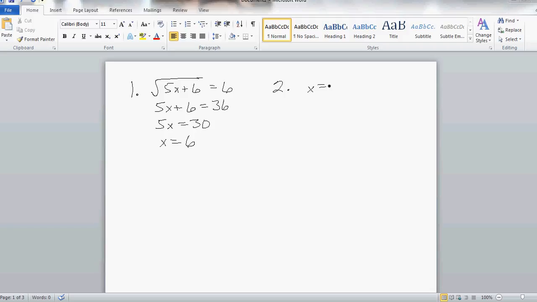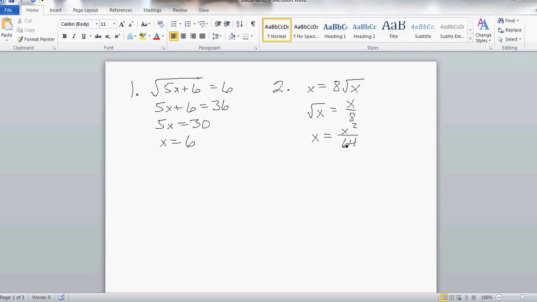x equals 8 root x. Now, much like when we use the square root method, we have to get something squared all by itself. Same thing applies here. We have to get the square root all by itself. So the first thing we're going to do is divide both sides by 8. And so we get x over 8. Now we can square both sides and we get x equals x squared over 64, because x over 8, the quantity squared, is x squared over 64.